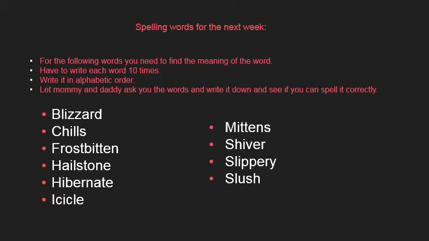So you need to find the meaning of the word so that you can understand the word. You need to write each word 10 times so that you can practice it. So you have to say it, spell it, and write it. Okay? And then you can ask your mom and dad so that they can ask you the words and you write it down and see how many you got right. So I know you can do this, and I know all of you are going to get full marks.